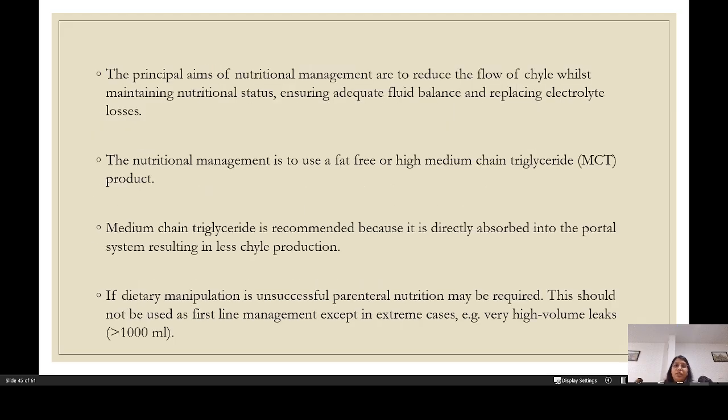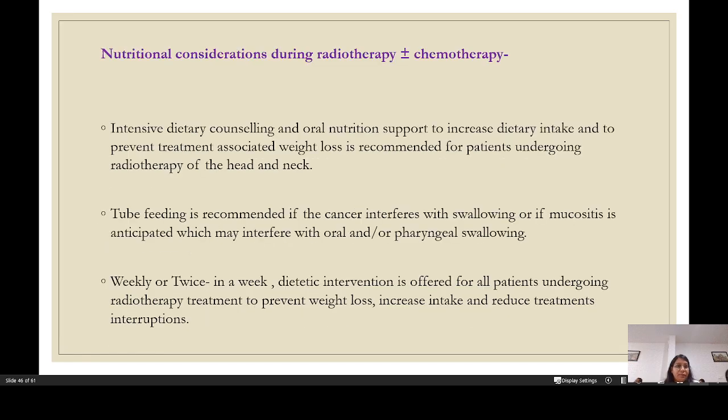The principal aim of the nutritional management is to reduce the flow of the chyle while maintaining nutritional status, ensuring adequate fluid balance, and replacing electrolytes. Nutritional management uses a low-fat, high medium-chain triglyceride product. Medium-chain triglyceride is recommended because it is directly absorbed into the portal system, resulting in less chyle production. If dietary manipulation is unsuccessful, parenteral nutrition may be required. This should not be used as first-line management except in extreme cases, in case of very high volume leak.